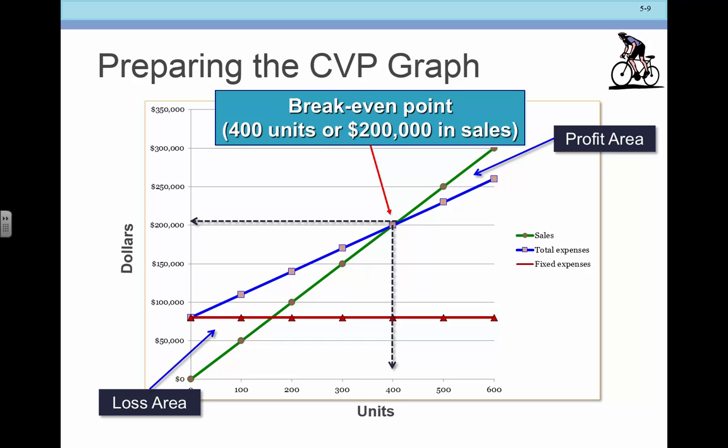So where my sales and my total costs intersect, what is that? That's break even. This is just a visual of what we've been working on. So basically, anything above the break even becomes what? The difference between my sales and my total costs. And anything below that is my what? Loss. Okay.